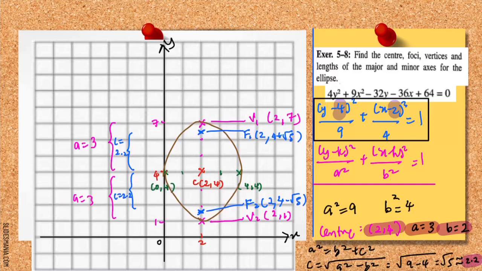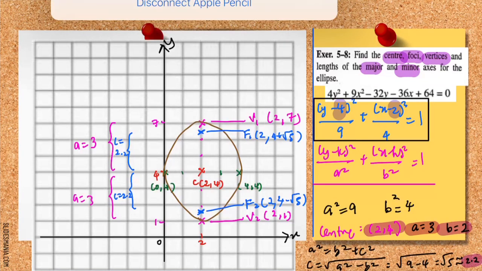Therefore, now we have finished answering for the center, and use a to find the vertices, use b to find the co-vertices, and use the value of c to find the foci. So we have finished answering center, foci, vertices, the three things there. However, another two is the length of the major and minor axis.